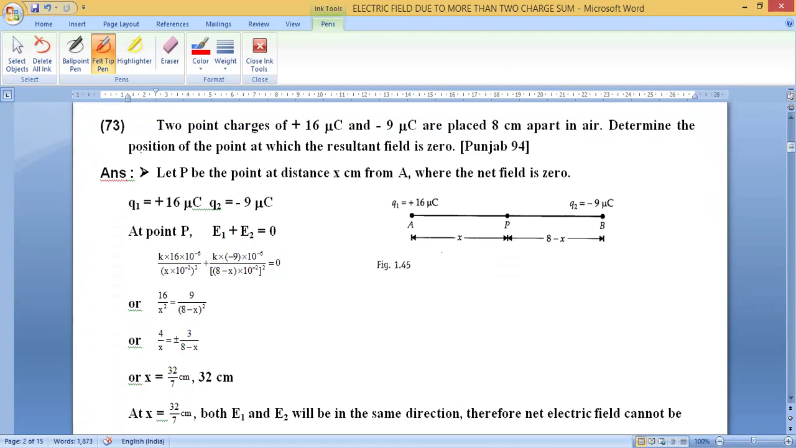Two point charges of plus 16 microcoulomb and minus 9 microcoulomb are placed 8 centimeter apart in air. Plus 16, minus 9, so 8 centimeter distance between them. Determine the position of the point at which the resultant field is 0.